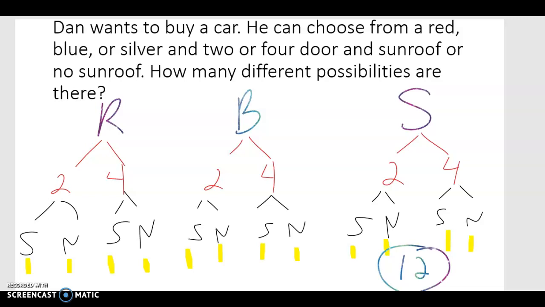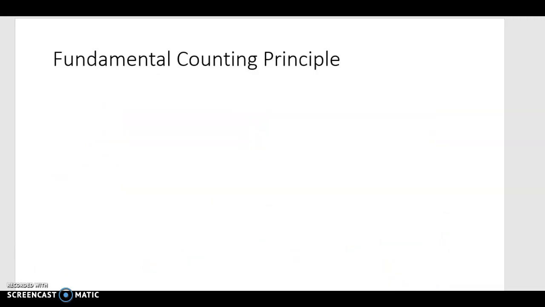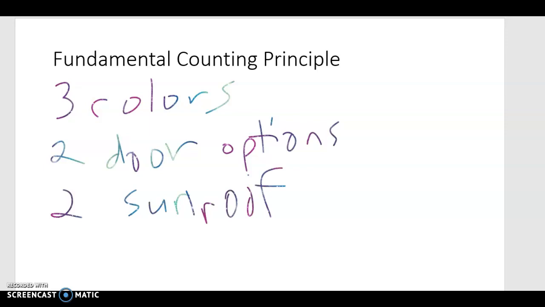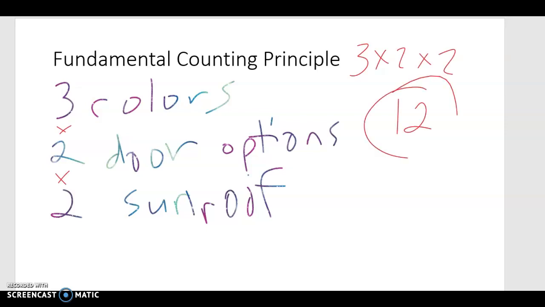Now, one thing that I want to throw out is the idea of the fundamental counting principle. So we had 3 colors. We had 2-door options, right? We're talking about 2-door or 4-door. And we had 2 sunroof options, basically a sunroof or not. Mathematics behind this, 3 times 2 times 2. If I take 3 times 2 times 2, I get 12, which was how many options Dan had. And yes, this will always work. If you're talking about the different levels of a tree diagram, if you multiply the options on each level, we call this the fundamental counting principle, it will give you the total possible options.